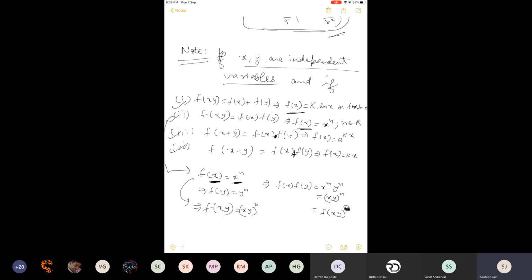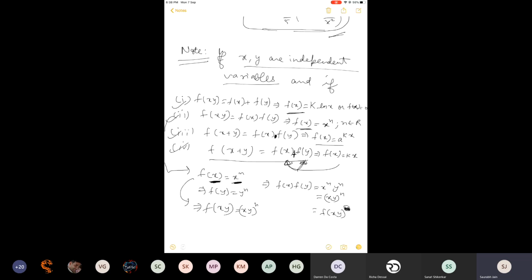If f(x) is kx, this will be kx, this will be ky. Kx plus ky. It's plus here, okay? Kx plus ky is k times of x plus y. And k times of x plus y is nothing but f of x plus y. So this relation is holding.